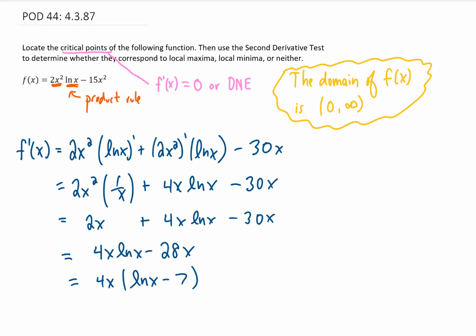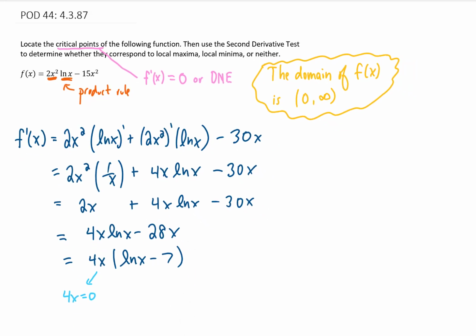As far as where this first derivative equals 0, we would split this up into two pieces. We would again go to critical point of x equals 0, but that's not on our domain, so we're not going to worry about that one. However, this factor here, solving for x means adding 7 to both sides, and we're going to exponentiate this equation again. That would get our x by itself, and we get an e to the 7th power equals x.